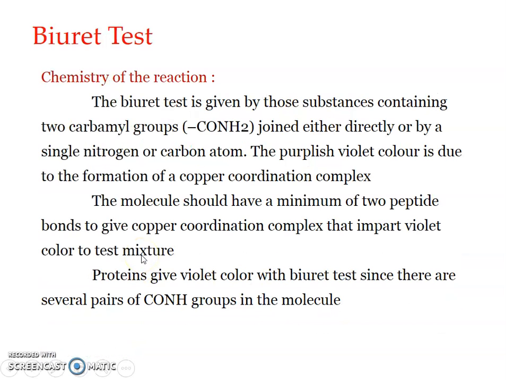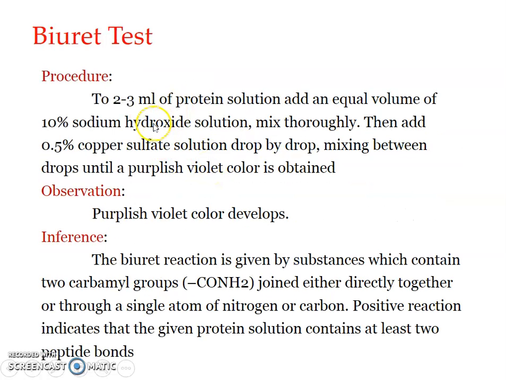Now, what is the chemistry? What is the principle behind it? The protein should have a CONH2 group, then only it can develop that color. And the violet color is due to the formation of a copper coordination complex. You may have learned in coordination chemistry the coordination complexes which can be developed by copper compounds, right? And this is what happens when CONH2 is acted upon by the complexes in the Biuret reagent. So this is regarding the Biuret test.